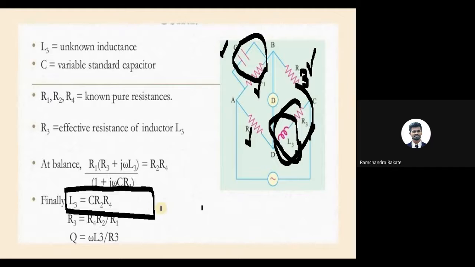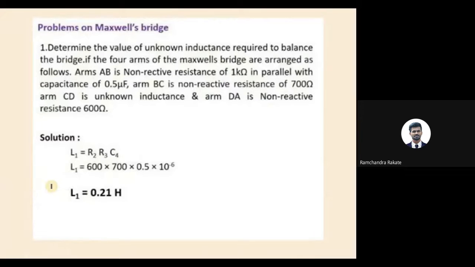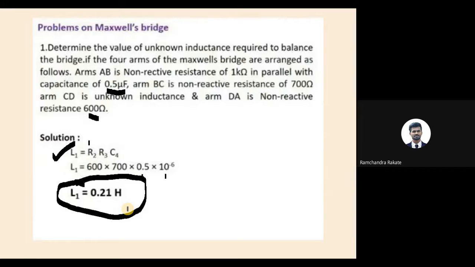So what is the equation? L is equal to capacitance into that particular non-inductive resistance. We simply put in the value of R2. What is the value of R2? It's 600 ohm, then 700, and the capacitance they have already given: 0.5 microfarad, so 0.5 into 10 raised to minus 6. So we will get the value of the inductor. Such an example they might ask in your exam.